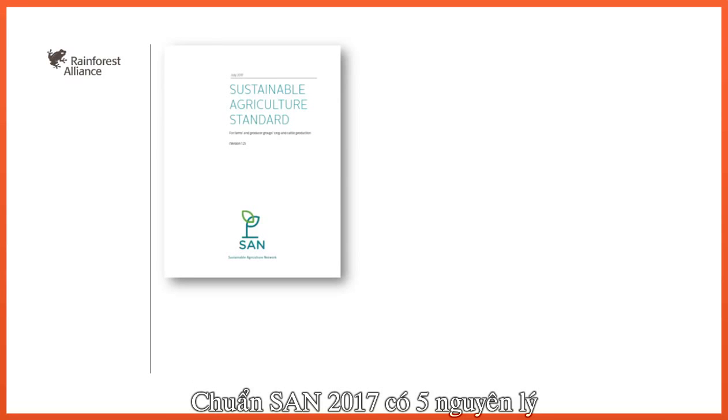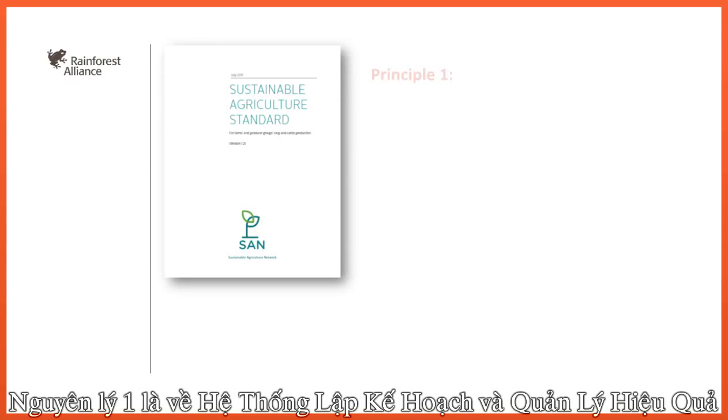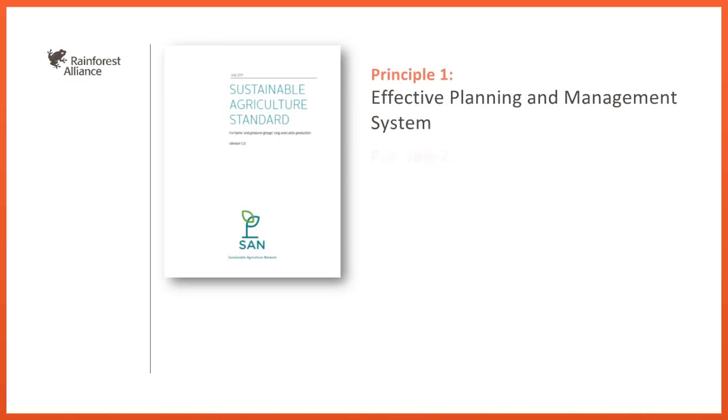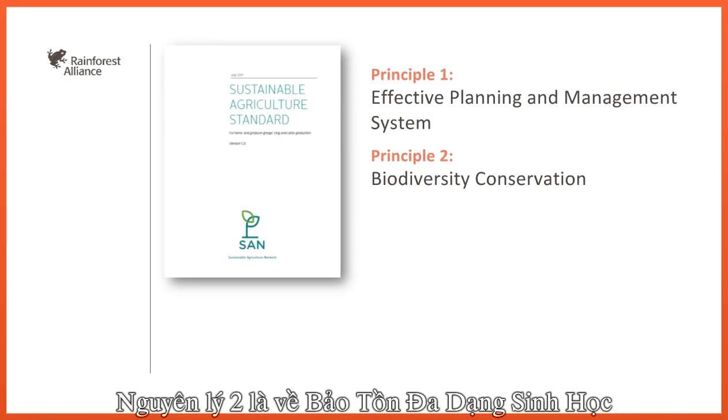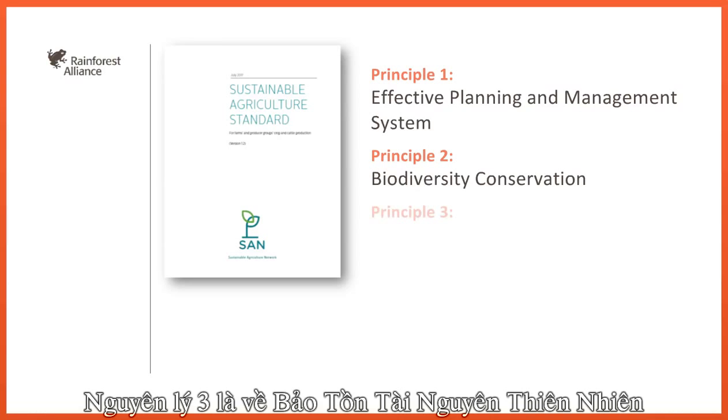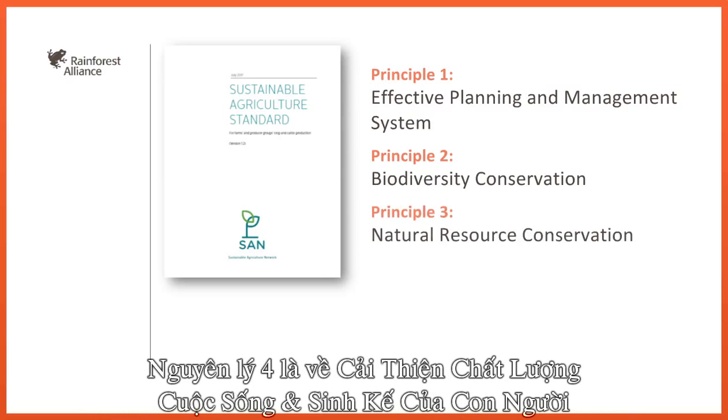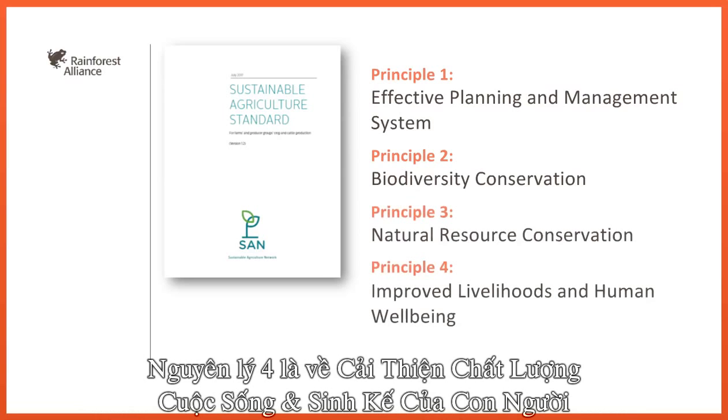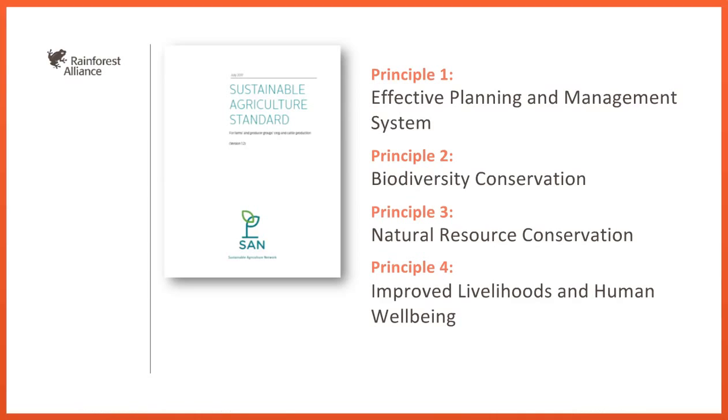The standard has 5 principles. Principle 1 is about effective planning and management systems. Principle 2 is biodiversity conservation. Principle 3 is about natural resource conservation. Principle 4 is titled Improved Livelihoods and Human Well-Being.